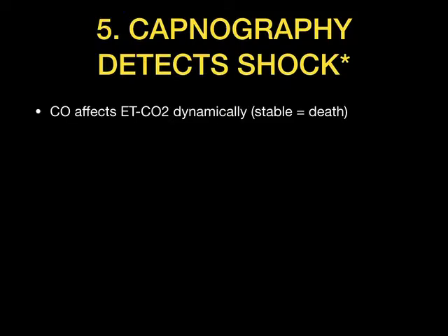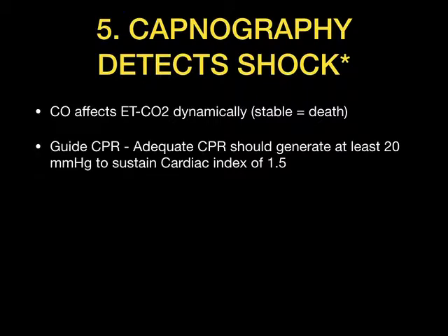The last point is that capnography helps us to detect shock. And for you guys and us on the front lines, that's important. Now, CO2 changes will affect the end-tidal CO2 dynamically, much better than in the stable patient, although the unchanging stable vitals are death. So we can use it to guide our CPR. Adequate CPR should generate at least 20 millimeters of mercury to sustain a good cardiac output. And that's probably an underestimate.